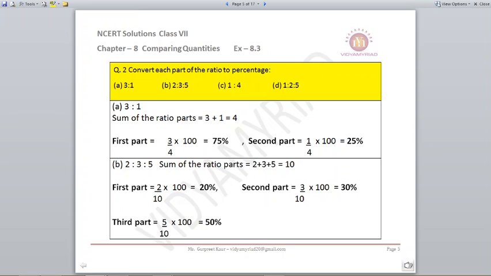Question number 2. Convert each part of the ratio to percentage. Now here different ratios are given to you. We will be finding out percentage of each part. Now for example, your first part it says that 3:1. Let's find out the total. What is the total? 3 plus 1 we will do as 4.